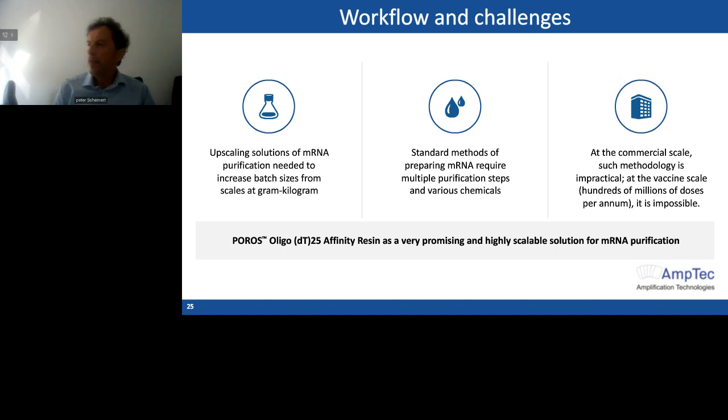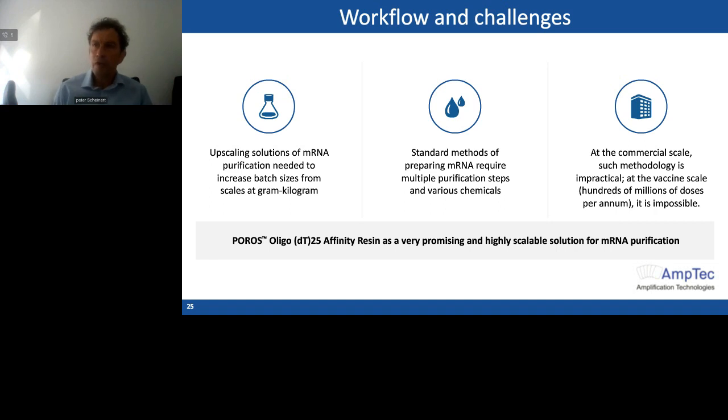And we have seen that the POROS, or the T25 resin, affinity resins, are a really very promising and highly scalable solution for mRNA purification. So I think we have two aspects: scalability, and this is what we have seen throughout all our discussions with Thermo Fisher so far. I really would like to mention that we have very productive interaction with the tech support from Thermo Fisher, both in Germany and the US.